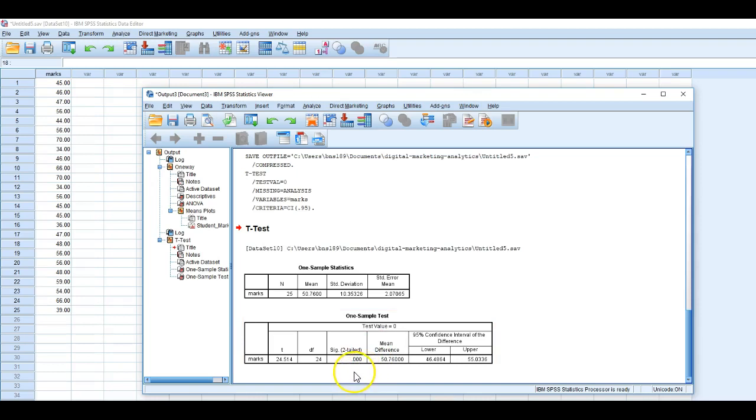So what is the significance value? Significance value is found to be 0, which is much less than 0.05, and therefore we can conclude that this mean value, that is 50.76 from the sample of 25, is more or less true to be the mean value for the whole population. Now we don't know how many students are there in the population, but generally if we try to use this website across hundreds of students, it is very likely that the mean value of the marks that they get would be very close to 50.76.